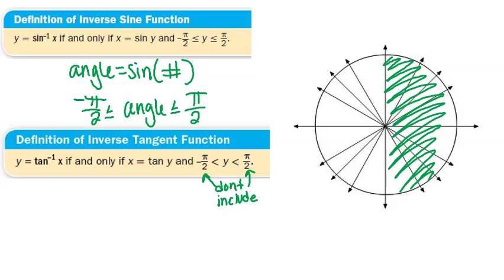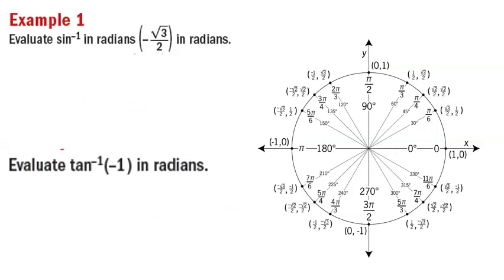So again, we have that some angle is equal to the tangent inverse of a ratio or a number, and that the angle has to be between pi over 2 and negative pi over 2, but doesn't include the endpoints. So let's go ahead and start using this, that way you guys can see how it works.